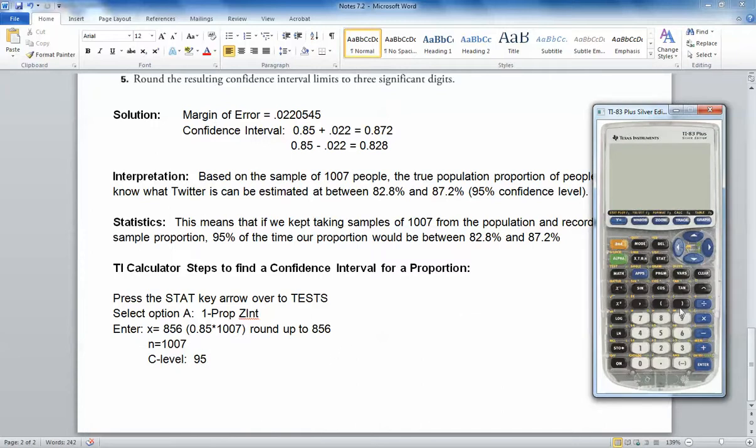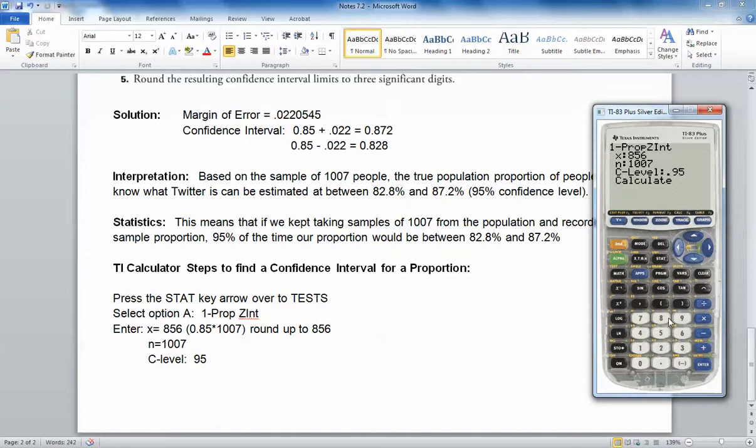So for the calculator, what we do is this test is programmed in the calculator. We go to the stat key, arrow over to get to tests, arrow down until you find option A, which is 1-PropZInt. Hit enter and type in what we know. X is the actual number of successes. In this case it would be the number of people that said yes, that they knew what Twitter was. So you have to take the 0.85 times 1,007. If that's not a whole number, round it. So that rounds up to 856 people knew what Twitter was out of 1,007 in the sample.